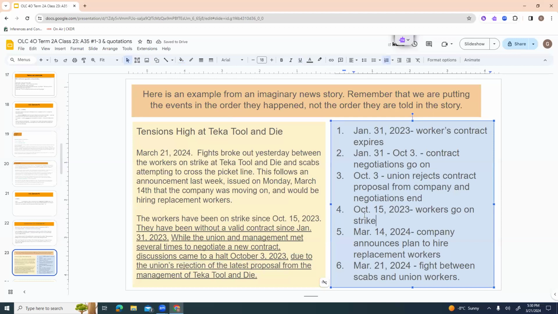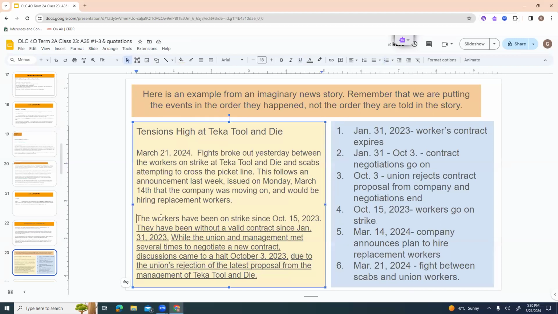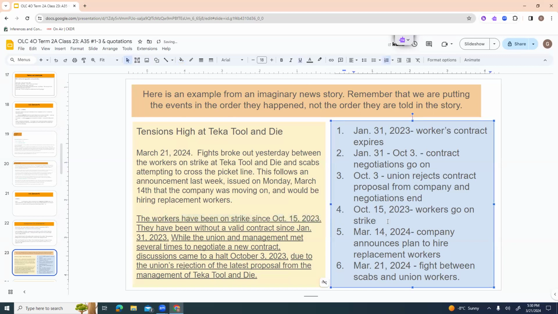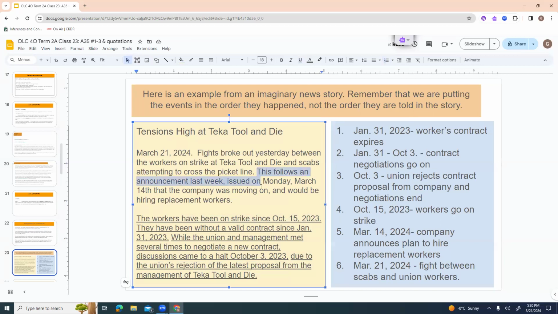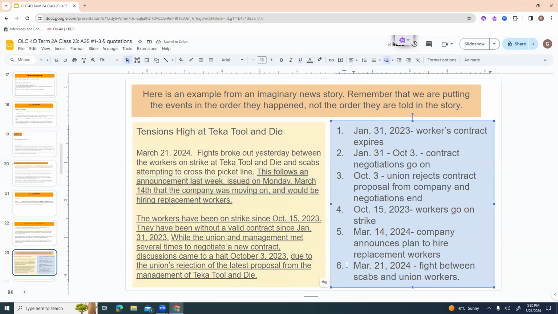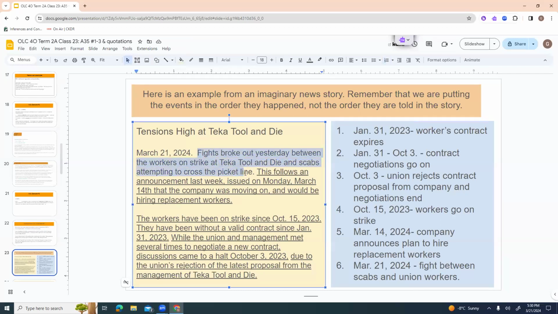Then October 15th, the workers go on strike. And you can see it's all over the place because they're talking about it in terms of importance rather than in terms of chronology. Then on March 14th was an announcement that the company was now planning to hire replacement workers, which are sometimes called scabs. And then that led to the very first thing that they reported, which is actually the last thing that happened, that fights broke out on March 21st.